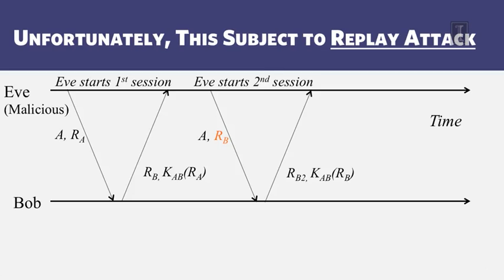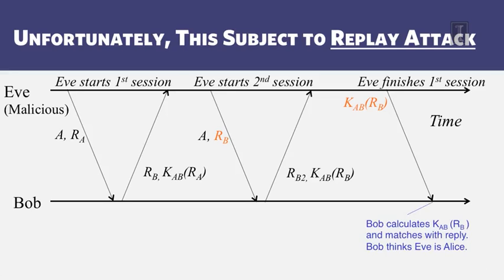So Eve now goes back to the first session and replies back to Bob saying, hey, here is the encrypted version of RB. But in fact, Eve did this without ever knowing the shared key KAB. But by simply reusing the sequence of bytes, KAB encrypted, used to encrypt RB from the second session, by replaying this message, Eve is able to convince Bob that in fact she is Alice. And at this point, you have a security violation in your system.